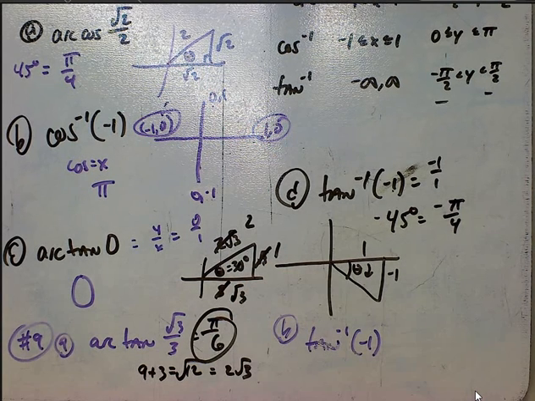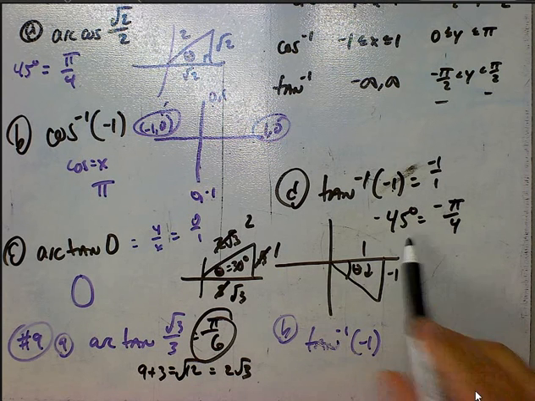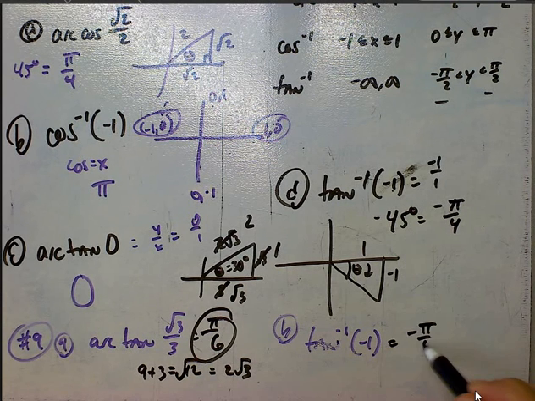Now b, arc tangent of negative 1, it's the same thing as example D, so we know that's just going to be negative pi over 4 based upon the logic we explained earlier.